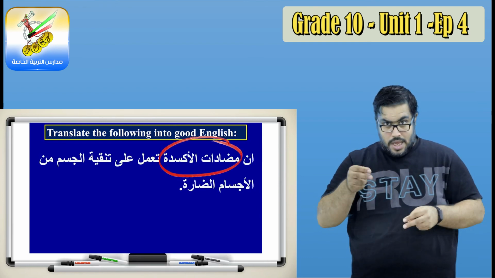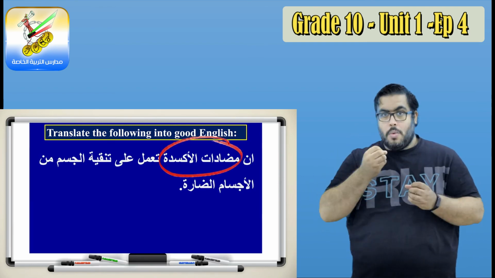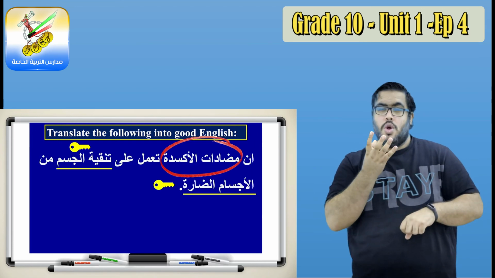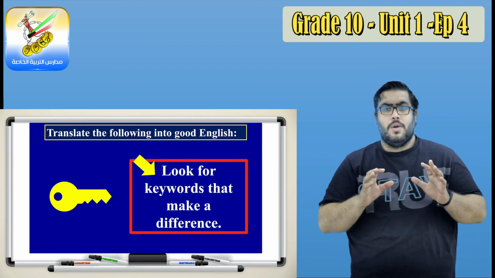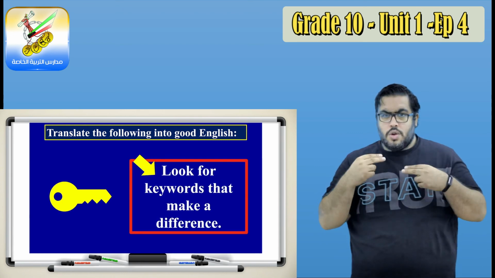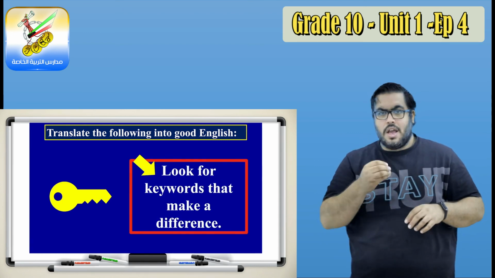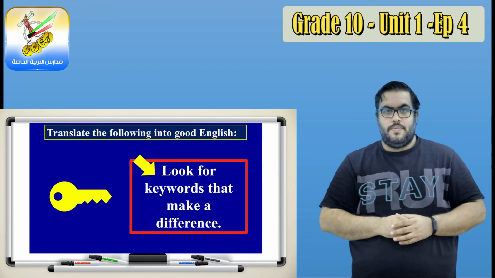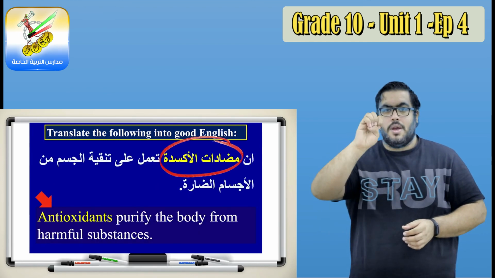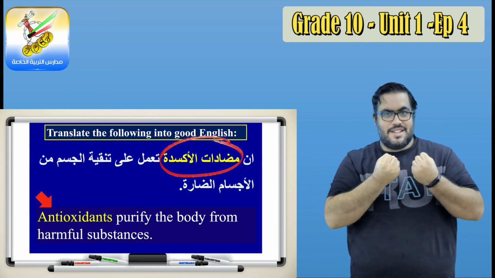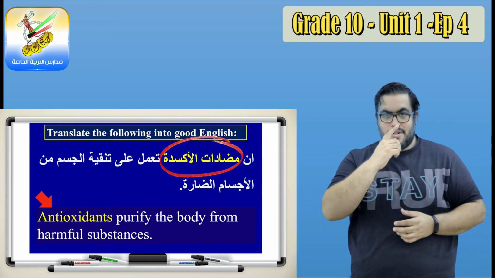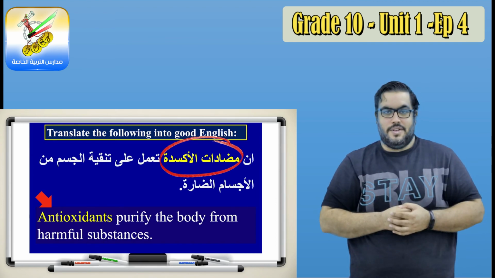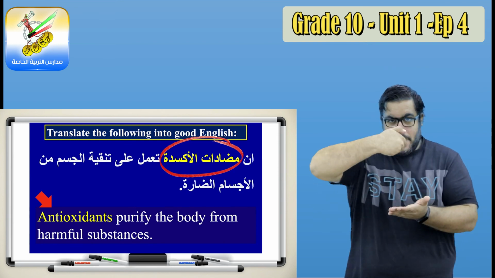We have the word مضادات أكسدة, تنقية الجسم, أجسام الضارة. These are keywords that could help us translate the meaning from Arabic into English. So let's look at them together. We have مضادات أكسدة and turned into antioxidants. This is a vocabulary item we took in the previous episodes. So antioxidants purify the body from harmful substances.